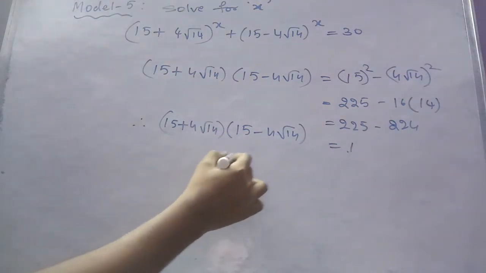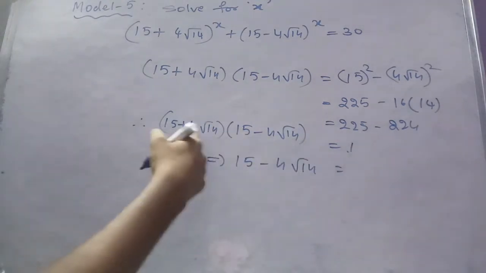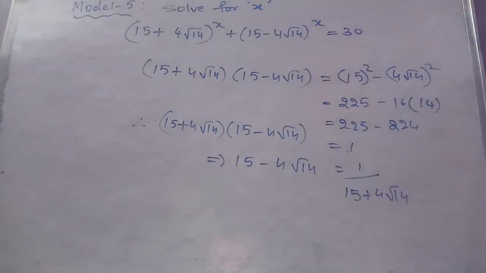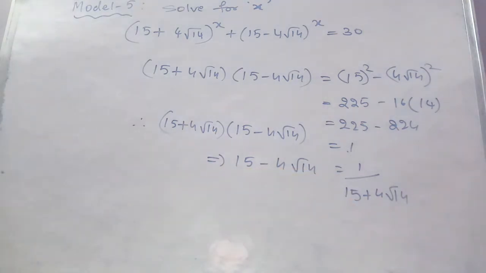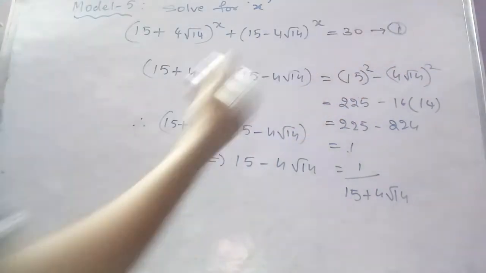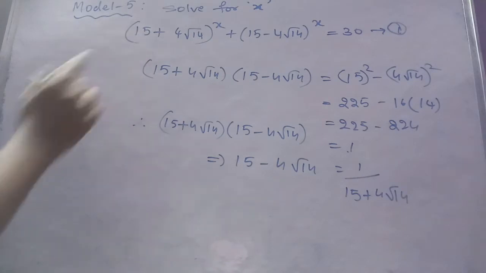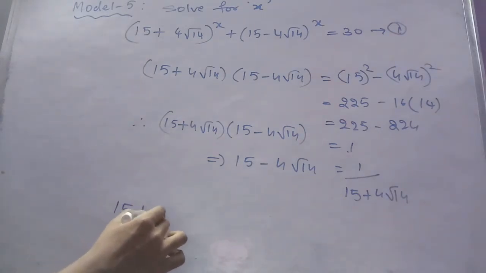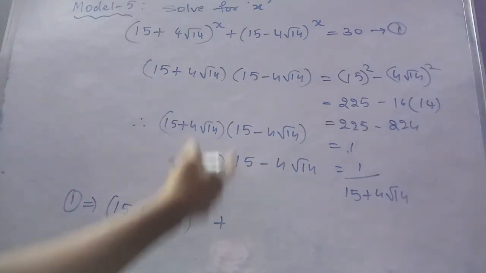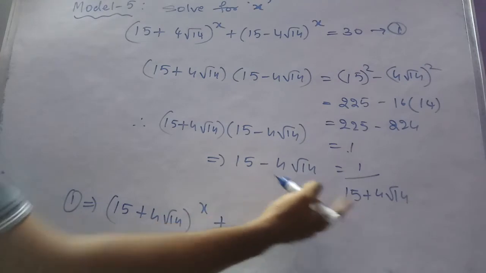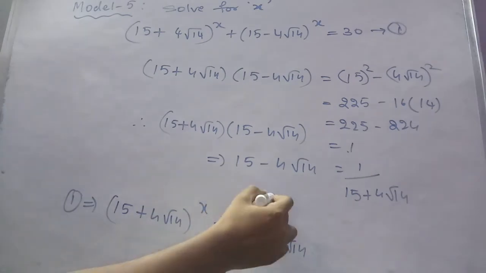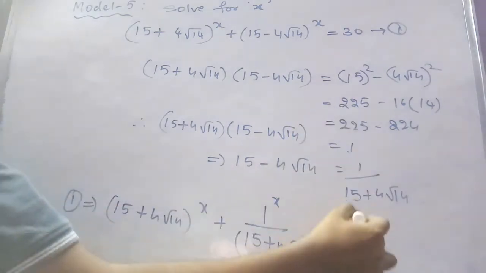So from this can I write that 15 − 4√14 equals 1 divided by (15 + 4√14). Clearly 15 − 4√14 is equal to 1 divided by 15 + 4√14. So I will substitute this in the main equation. In the first equation, the first term is as it is, (15 + 4√14)^x. In place of 15 − 4√14, I will write 1 divided by 15 + 4√14. Power x can be separated to the numerator and also to the denominator. It is equal to 30.